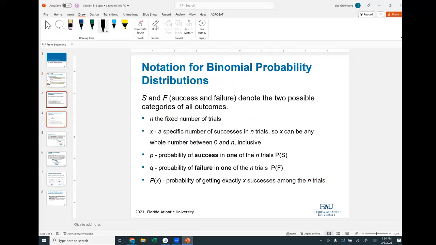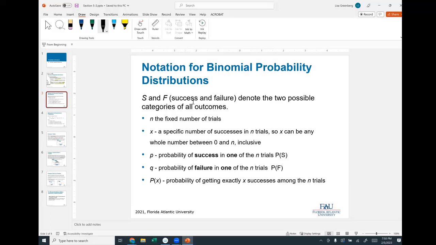Okay. Notation for binomial probability distribution: S will denote success, and F will denote failure. And so those are our two possibilities. If you think about binomial, bi means 2. So it is the probability of something or something else, right? Okay, so n is the fixed number of trials. I'm going to do this 20 times. X is a specific number of successes in n trials.